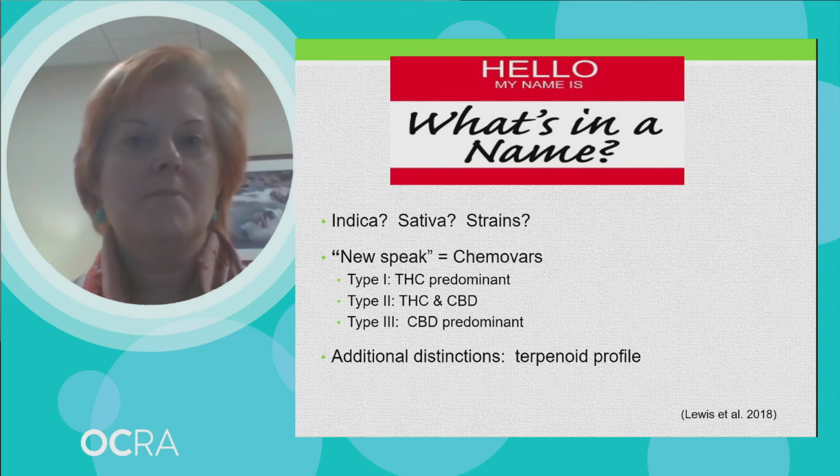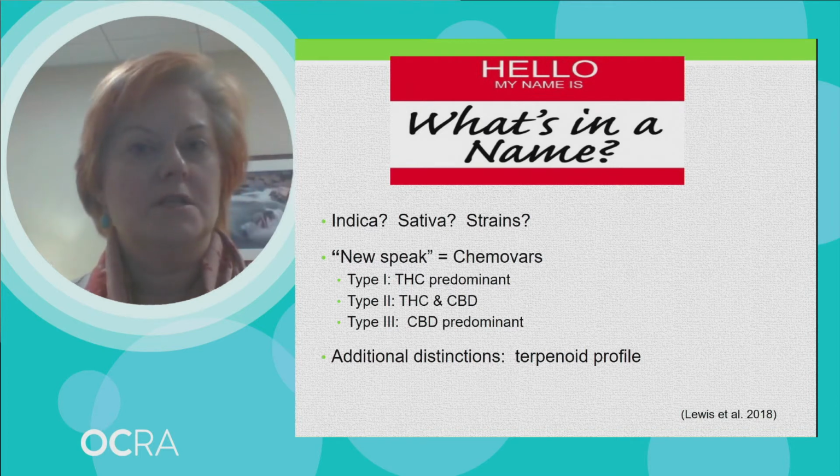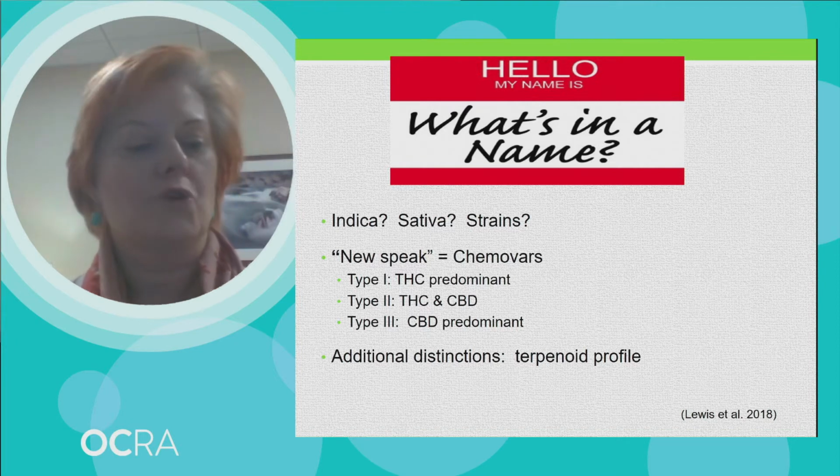That's what that name is intended to convey. And so there's three main chemovars of cannabis. Type 1 would be where the predominant cannabinoid would be THC. That would be very high in that particular type of chemovar. Type 2 would have almost equal quantities of THC and CBD, and type 3 would be predominantly CBD for cannabinoids and much lower in THC. Additional distinctions that you can make beyond these chemovars would be to look at the terpenoid profile.